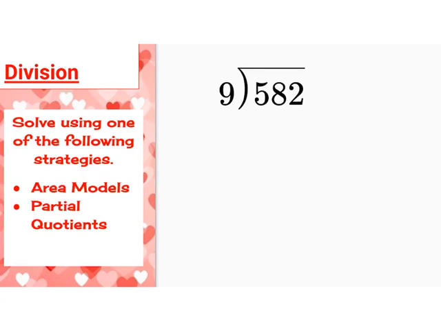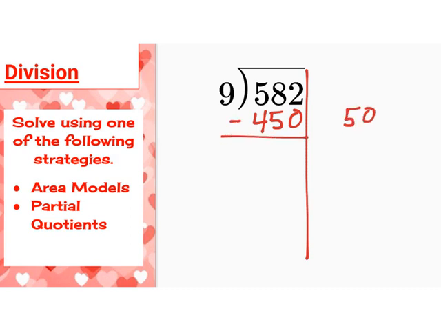Okay, now we're going to divide 582 divided by 9. I can use an area model or partial quotients. So I know a lot of you do partial quotients first, so I'm going to do that first so you can check it and move on. Okay, I know that 9 times 5 is 45, so 9 times 50 would be 450. And I'm going to subtract. 2 minus 0 is 2. 8 minus 5 is 3. 5 minus 4 is 1.